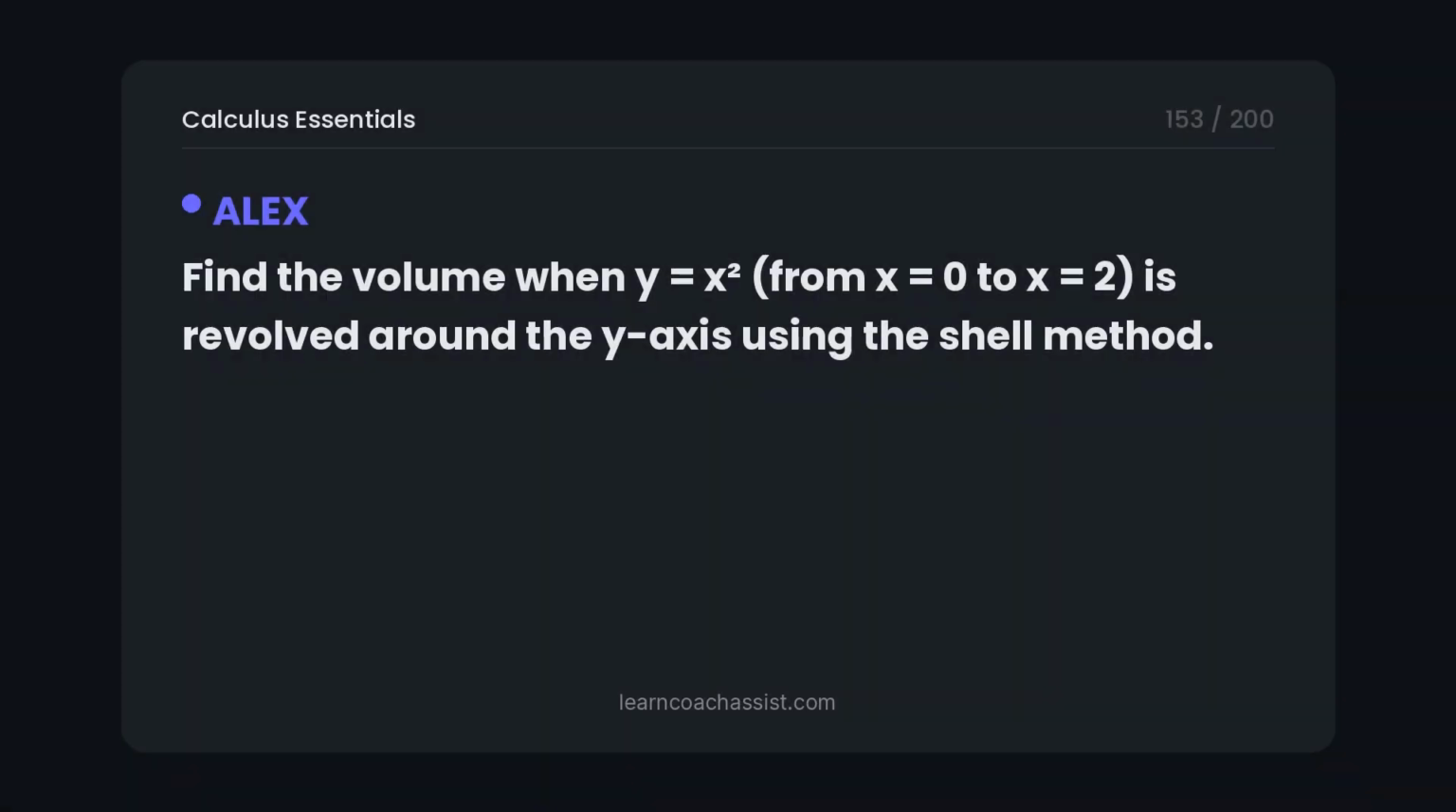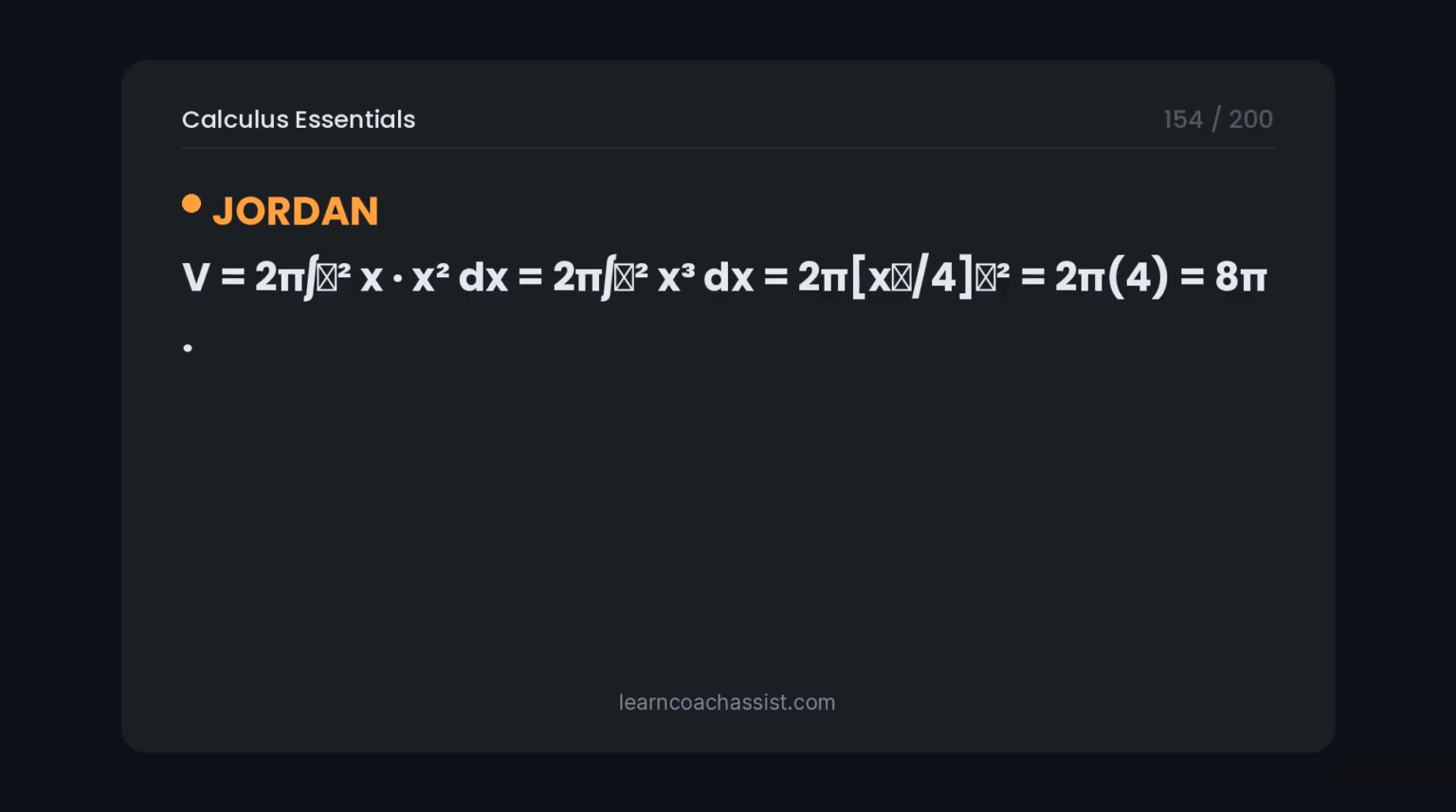Find the volume when y = x², from x = 0 to x = 2, is revolved around the y-axis using the shell method. V = 2π∫₀² x·x² dx = 2π∫₀² x³ dx = 2π[x⁴/4] from 0 to 2 = 2π(4) = 8π.